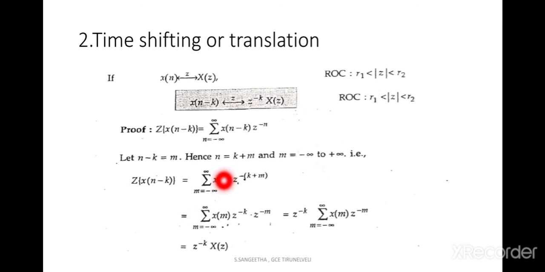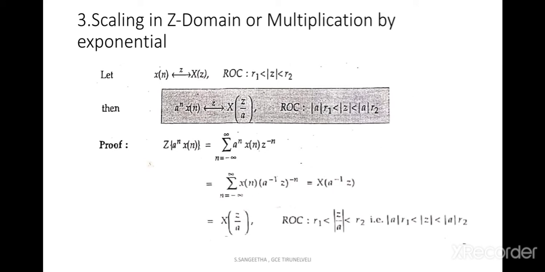So next we substitute separately z to the power minus k into z to the power minus m. Next we get z to the power minus k as a constant. Then we take it outside the summation of m equals minus infinity to infinity x(m) z to the power minus m. So this can be written as capital X(z). So we get the answer z to the power minus k X(z), which is the right hand side of the equation. So x(n minus k) has the Z transform z to the power minus k into capital X(z). Hence the theorem is proved.